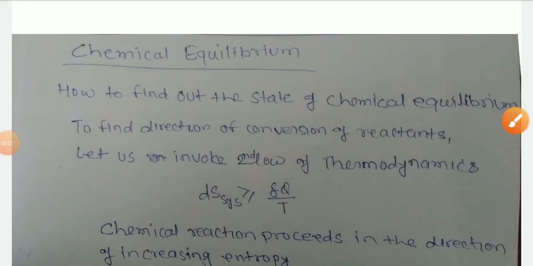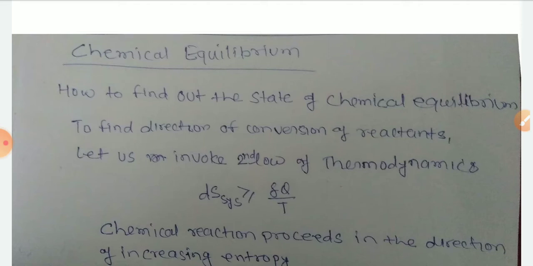Hello friends, today I am going to explain the chemical equilibrium equation. First of all, you will have to look at it from the thermodynamics point of view. So, how do we determine the equilibrium constant and what is its meaning? Now you have to find out the direction in which the chemical reaction is positive.